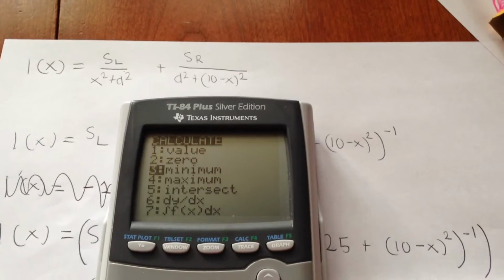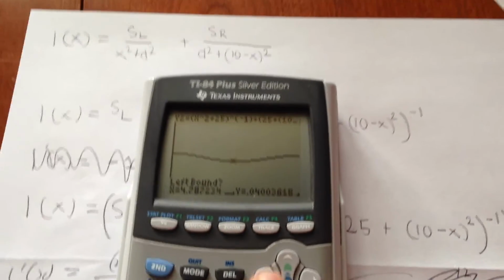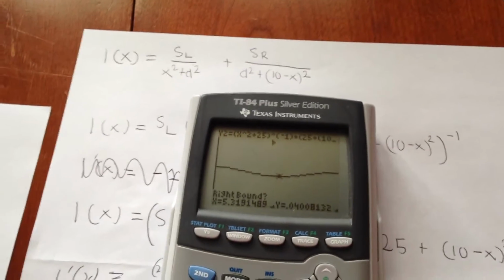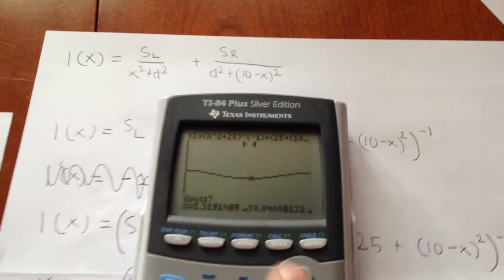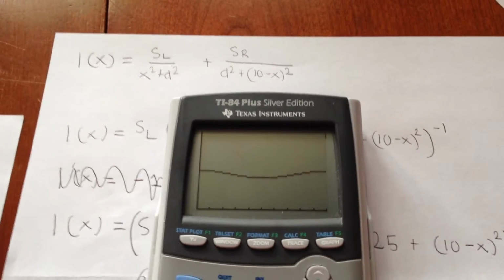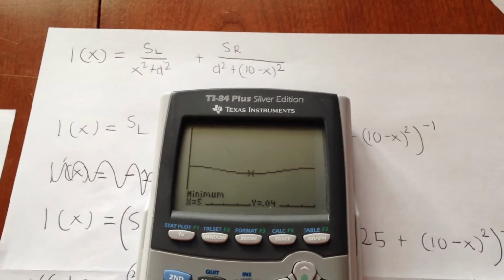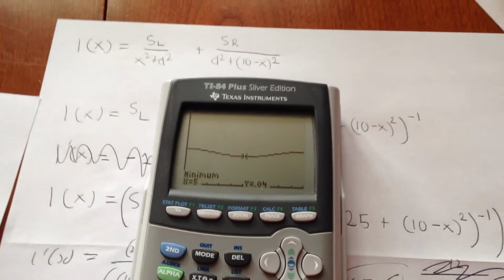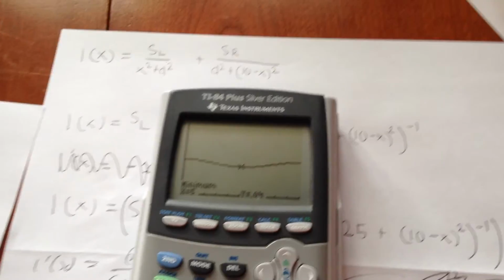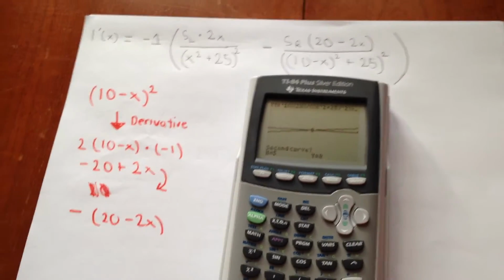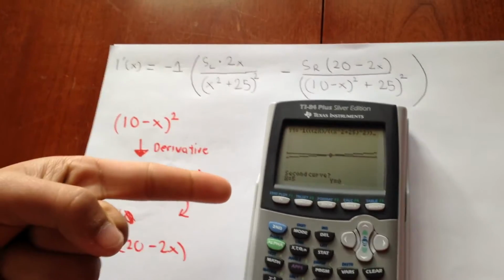So we go to minimum, and left bound 4.787, right bound 5.319, and our guess will be 5, as it should be. And the minimum is at x equals 5. Thus, we know when x is equal to 5, the intensity is minimized. Okay. Now, we're plugging in L prime of x into the calculator.